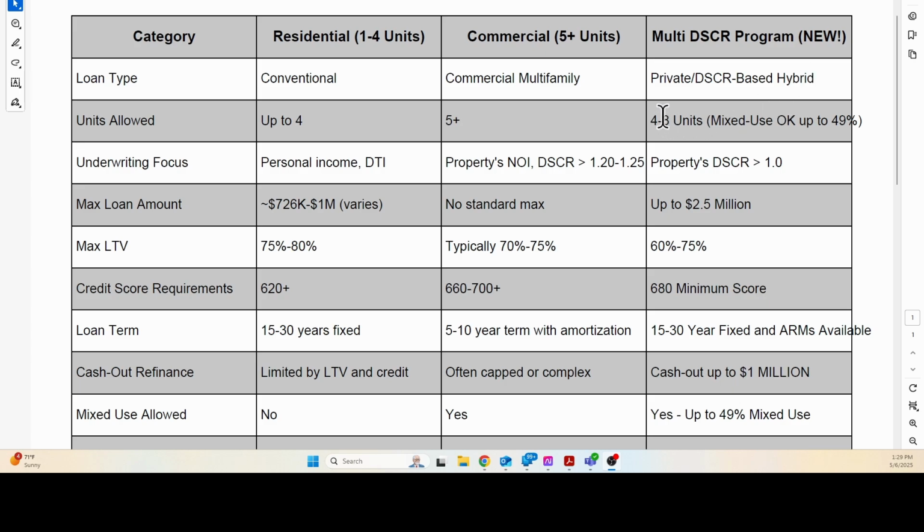They'll go 4 to 8 units, can be mixed use, can have commercial all the way up to 49%, and the DSCR ratio goes all the way down to 1%. Loan amounts up to $2.5 million. The credit scores start at 680. If you have a 680 minimum credit score, you're going to get a 60% loan to value. If you have credit scores 720 or higher, you can move all the way up to 75%.